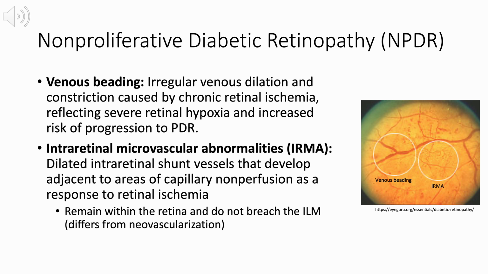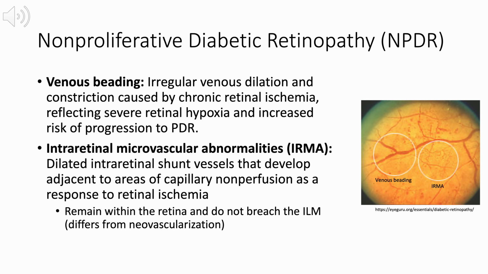The figure on this slide is a fundus photograph with two labeled arrows. One arrow points to venous beading, where you can see a retinal vein with visibly irregular caliber, alternating segments of dilation and narrowing along its course, rather than the smooth, uniform tapering of a normal vein.